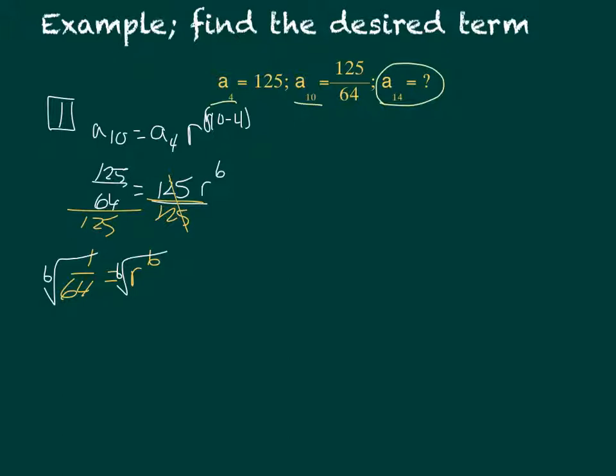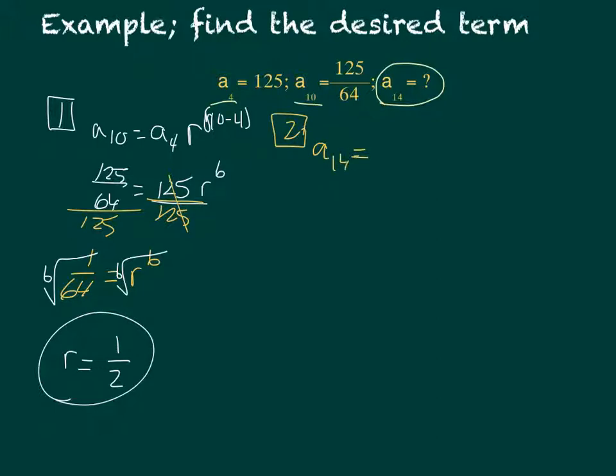Or you also might think of it as, what to the 6th power gives me 64, whatever works for you. Or you can actually just type the 6th root into your calculator. But r equals 1/2. If you take 1/2 to the 6th power, you get 1 over 64. So there's my r. Once I have my r, then I can find my a sub 14. So step 2 would be to find a sub 14.